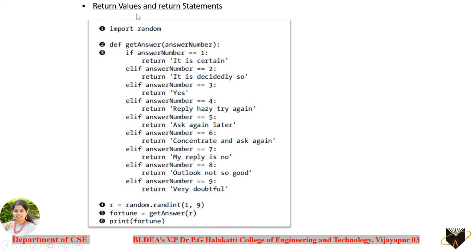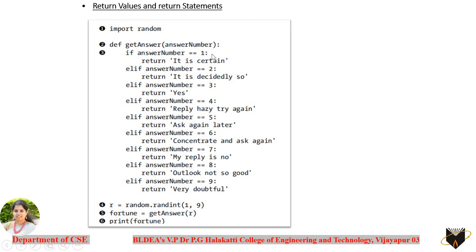You can see here a module has been imported, random. The def keyword has been used to create a user defined function known as get answer, and this function expects one parameter with the variable name answer number. Don't worry about the logic within this function. It is a very simple logic ranging from the number 1 to 9. If the user gives any one value between 1 and 9, it is supposed to return some string value.